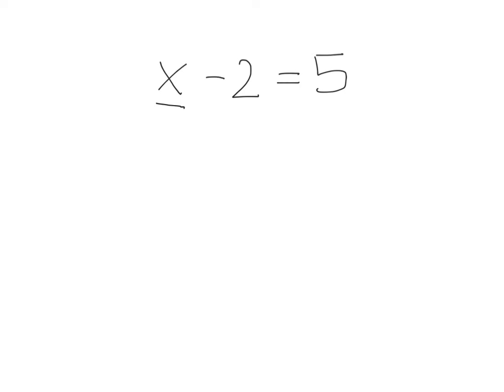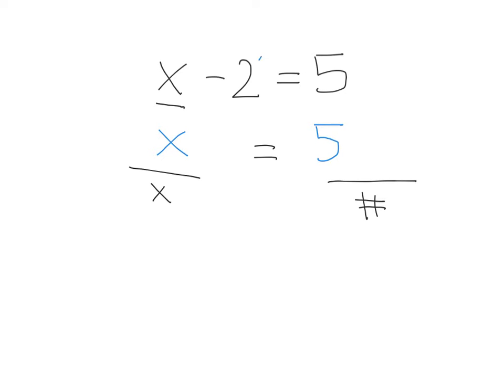Well, the first thing we want to do is collect like terms. We want all of the terms with x's in them on the left-hand side here, and all of our numbered terms without x's on the right-hand side. So if we're working with this equation, we've got x on the left-hand side alone, and on the right-hand side we've got our 5.